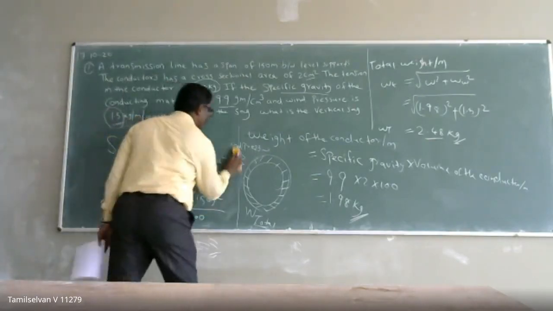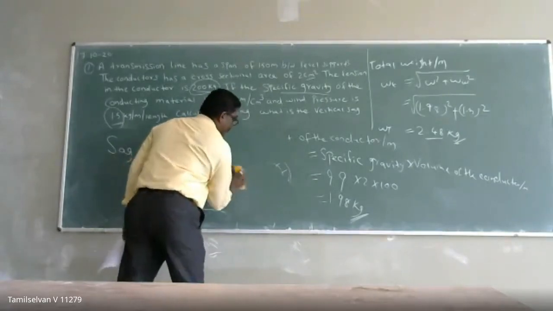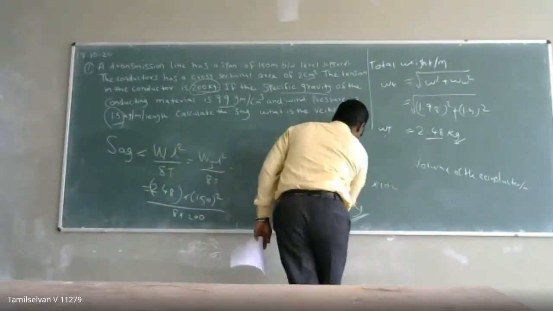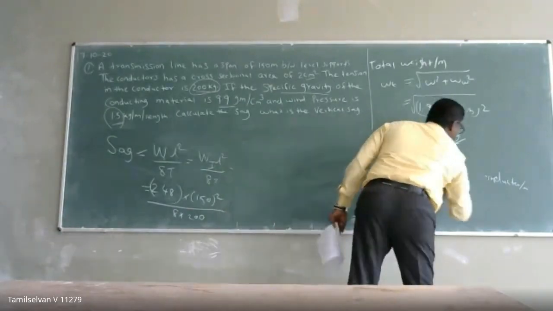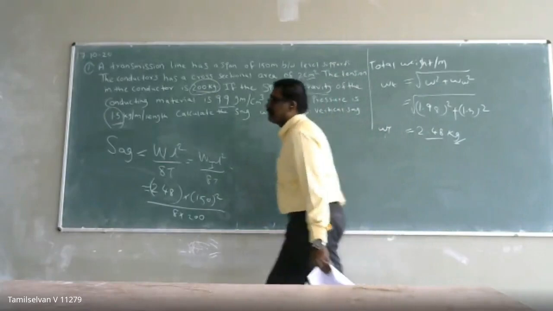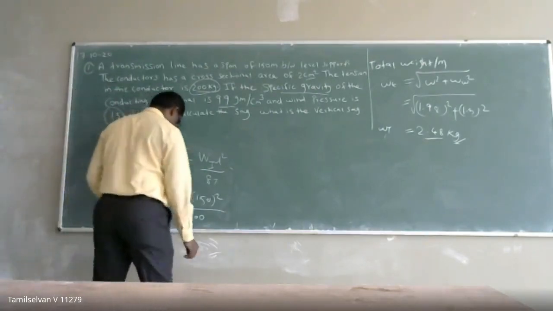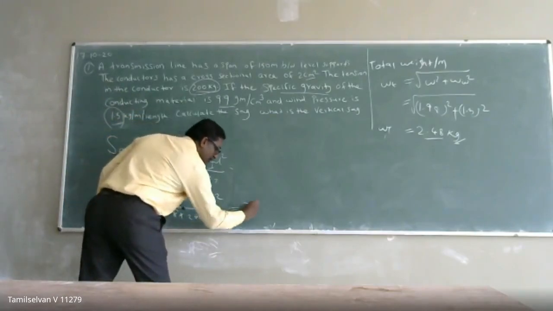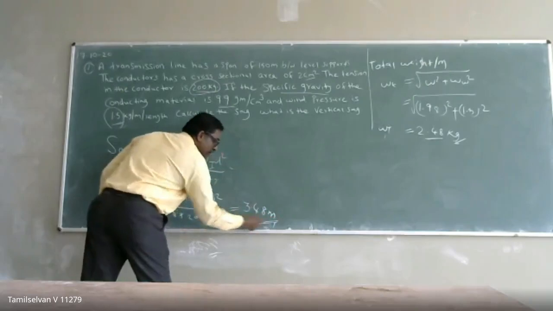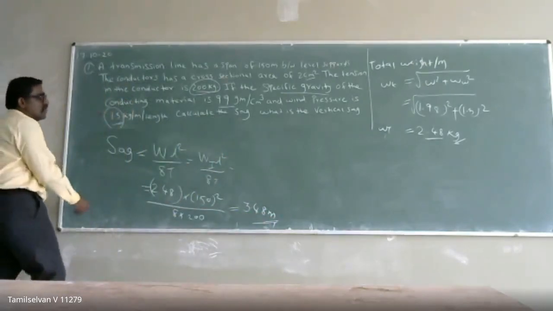Come on, the value of your sag value. What is the value? What value got it? So you will get the sag is going to appear 3.48 meter. You get 3.48 meter sag.